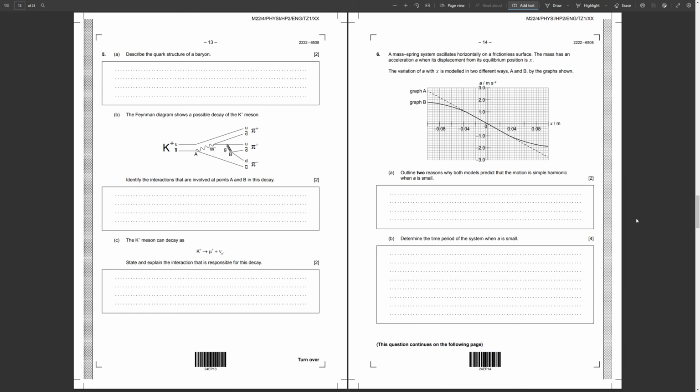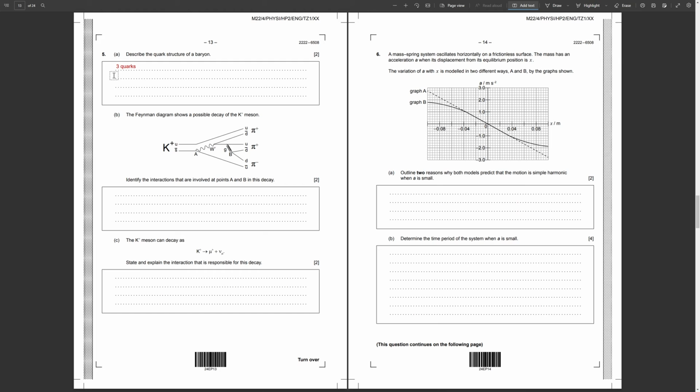Question 5 is about particle physics. Here we are going to describe the structure of a baryon. Firstly, there are 3 quarks for sure. And also there is some more information about its structure and properties. For instance, you can describe its electric charge, you can describe its baryon number, stuff like this.